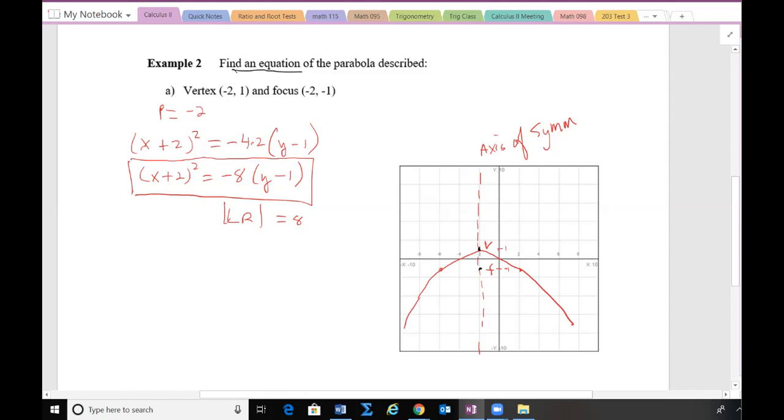And of course, I didn't draw the directrix, but you know it's another 2 units up this way, so it'll be right along here, coming that way. Okay, 2 units away from the vertex, just as the focus was 2 units away from the vertex. So this is the directrix. And you can see that that equation will be y equals, what is that, 3, right?